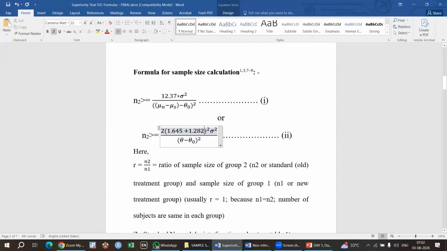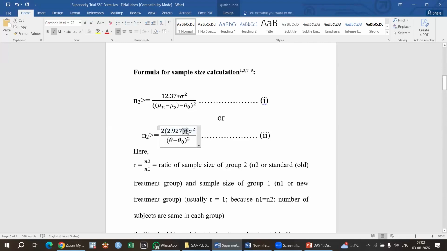2.927, and please take it as a square, because we have to take it as a square. Please give me its square. So its square is 8.566.